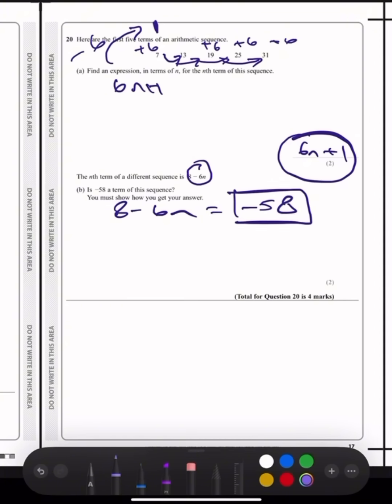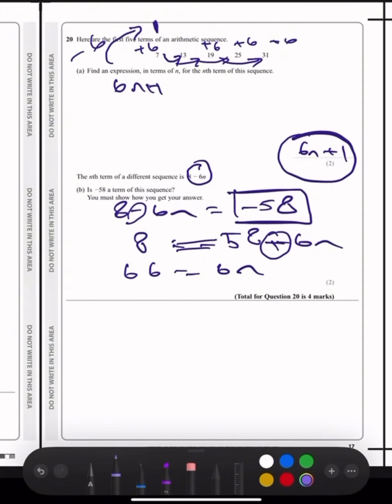So we do this, then we do 8 is equals to minus 58 plus 6n. We already know this method. When it goes to the other side of the equals to sign, the sign changes. So it was minus, now it's plus. In the next one, we get 66 is equals to 6n. And that gives us an answer of 11. So we know that yes, it will be your 11th.